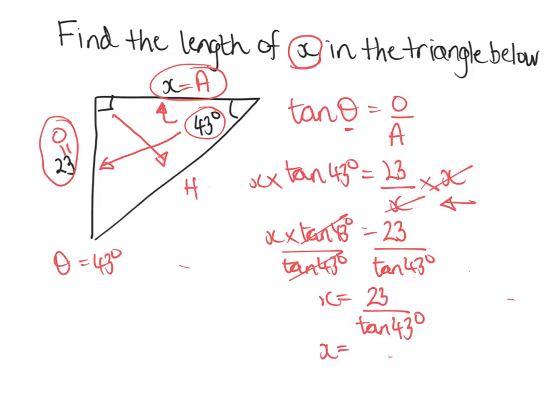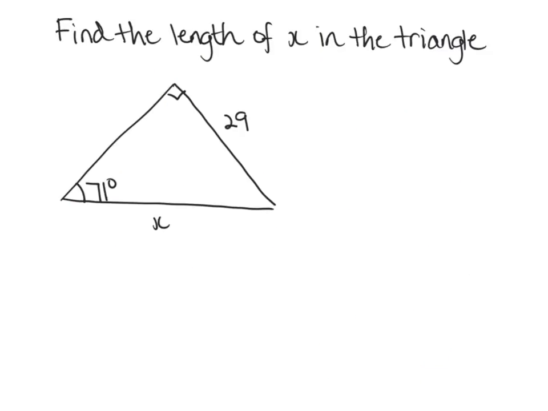Which means x will be equal to, when you put it into your calculator, 24.66448. Now I'll round that to 2 decimal places, so it'll be 24.66. These ones will, I guess, round down, so it'll be closest to 24.66. Alrighty, last one.